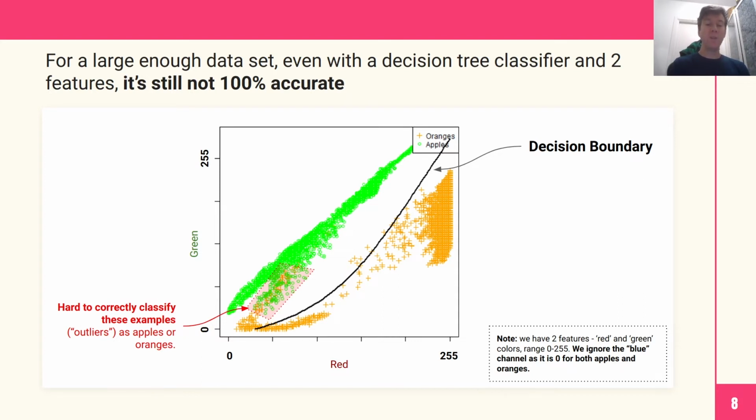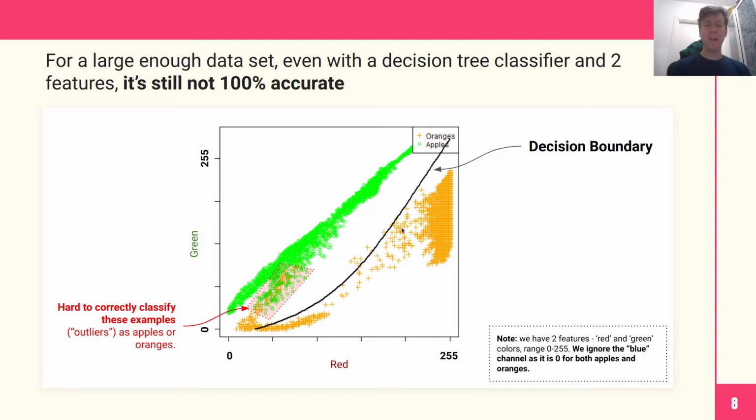All of these small crosses that you can see here in the chart, the green circles represent apples, and the orange pluses represent the oranges. These are examples. If we take any given point, for example here, we can see that its red level is around 200 or 180, and the green level is somewhere around 70.